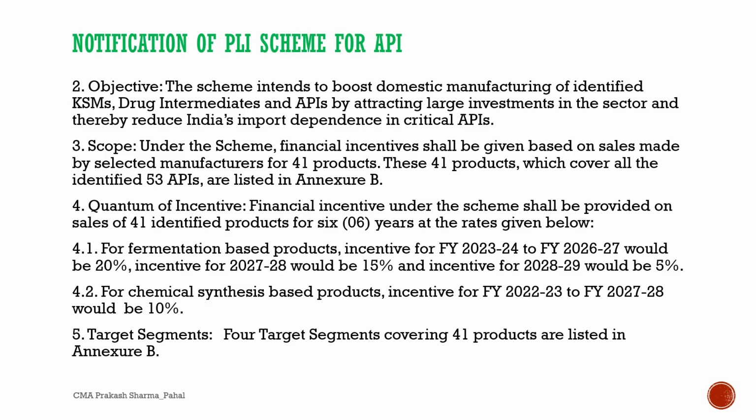Quantum of incentives: financial incentives under the scheme shall be provided on sales of the 41 identified products for 6 years at the rates given in the notification. For fermentation based products, incentive for FY 23-24 to 26-27 would be 20%, incentive for 27-28 would be 15%, and incentive for 28-29 will be 5%. For chemical synthesis based products, incentives for 22-23 to 27-28 would be 10%. Target segments: 4 target segments covering 41 products are listed in Annexure B.